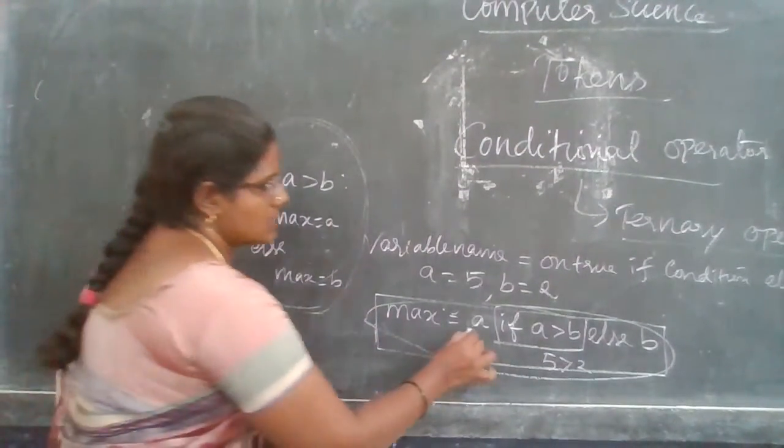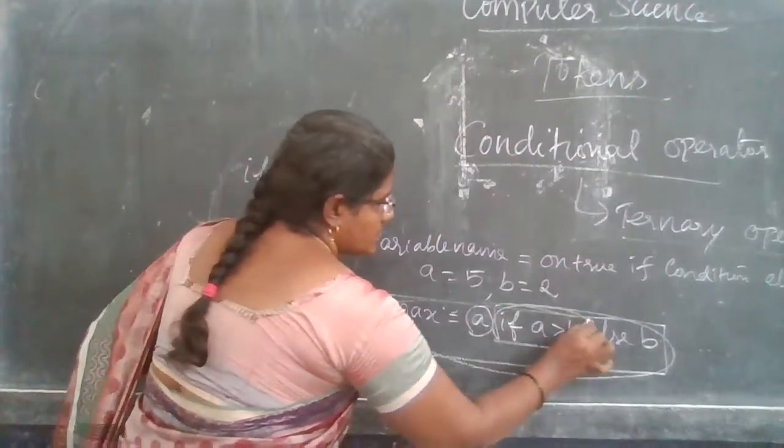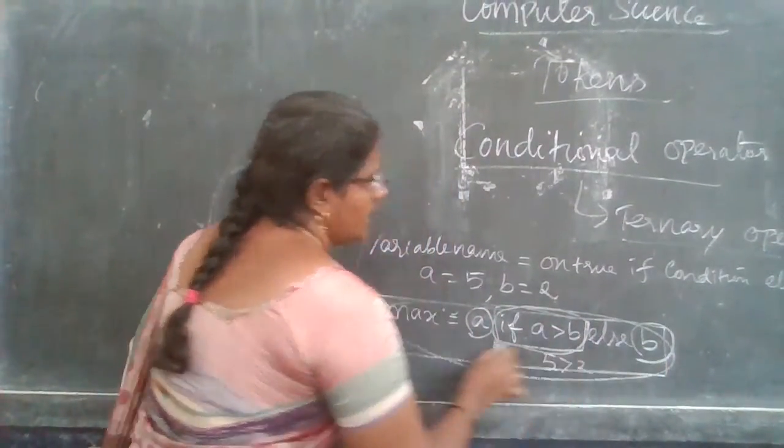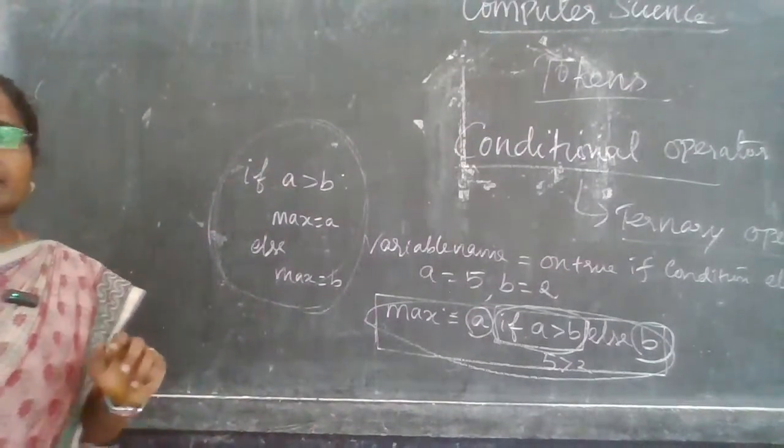It requires three operands. A is one of the operands, the condition is one operand, the else part is one operand. Totally it uses three operands. So it is called a ternary operator.